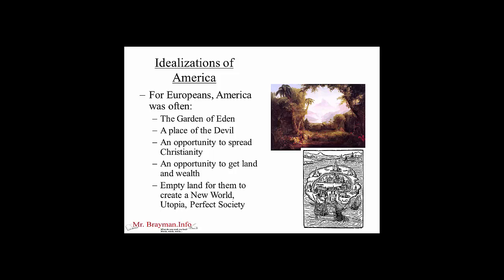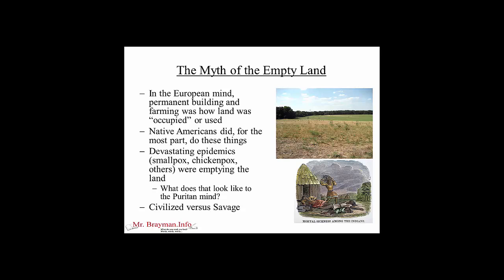I mean, America was really like this blank piece of paper that the European mind wanted to draw its perfect fantasy on. And this was built on this myth of the empty land, right? Because for the Europeans, permanent building and farming was how land was occupied or used. And for the most part, the Native Americans, especially along the eastern coast, didn't do these things. I mean, limited farming, but not a whole lot of large-scale building. And so to the European mind, hey, it's empty land.